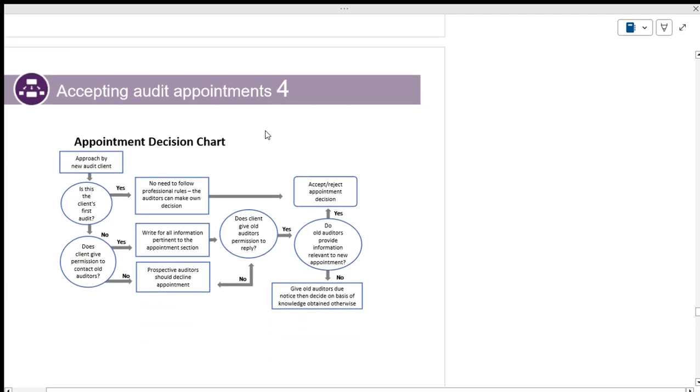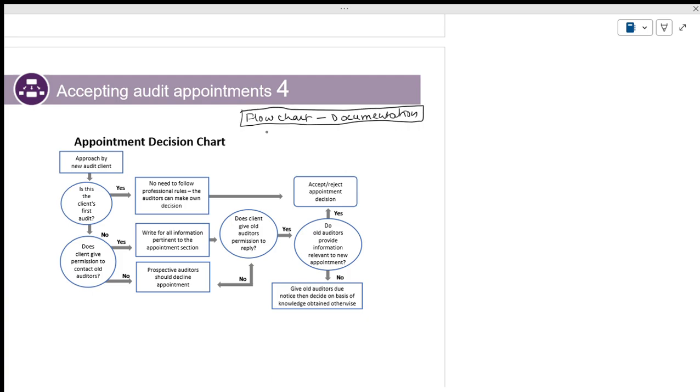Okay. Now, what is the appointment decision chart? See, this is an example of a flow chart. This is an example of documentation. I will ask you this somewhere in chapter 7 or 8, that this is part of our documentation. One of the methods of documentation is the flow chart. Keep remembering this. It will come to our understanding at a later stage.